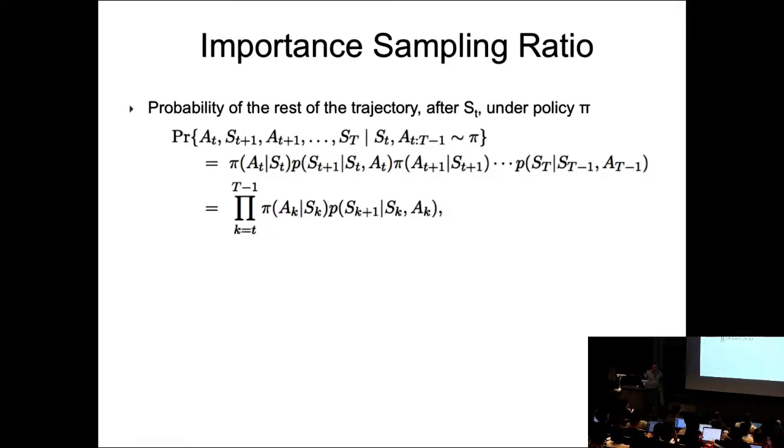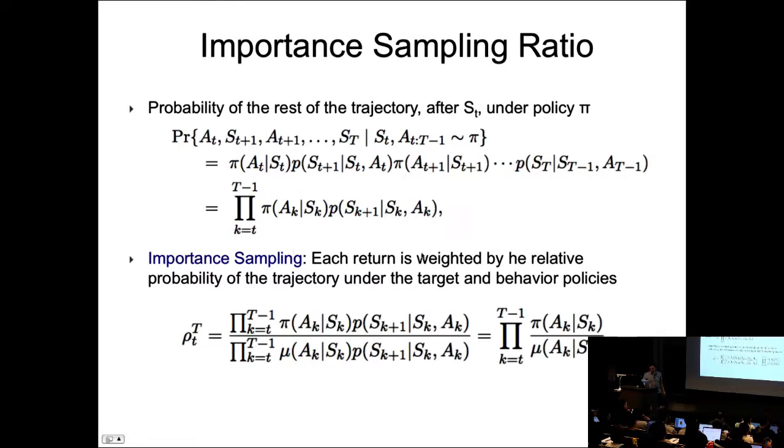So now, the importance sampling ratio. How do we compute the importance sampling ratio? The probability of the rest of the trajectory under the policy pi has this quantity. We're computing the probability of taking an action, getting the next state, taking the next action, and so forth, under the policy pi. It's given by a bunch of these probabilities: the probability of taking the action, the probability of going to the next state, taking an action, and so forth, which I can summarize as the product of these quantities. Okay?